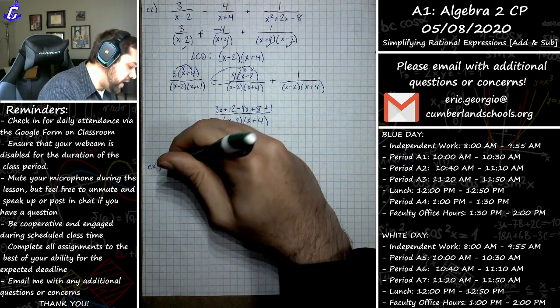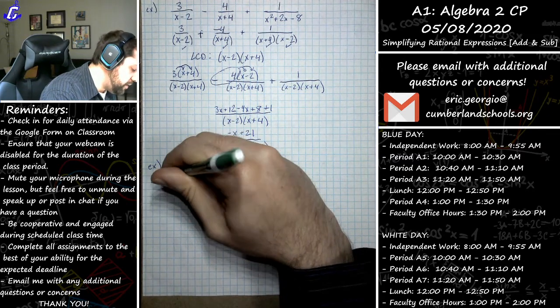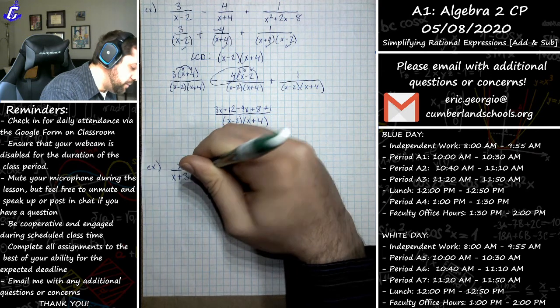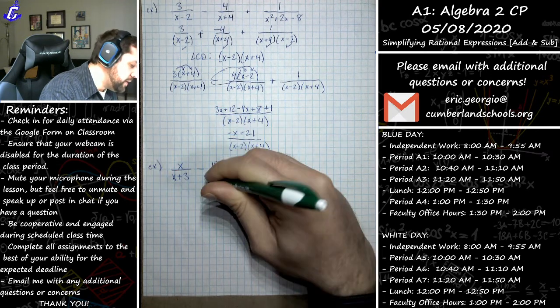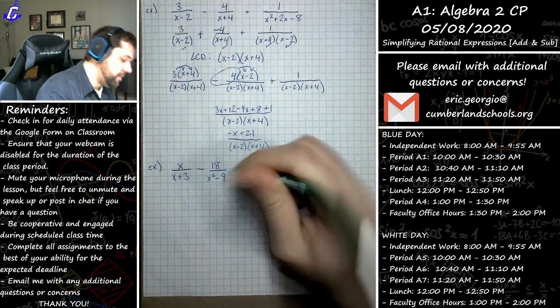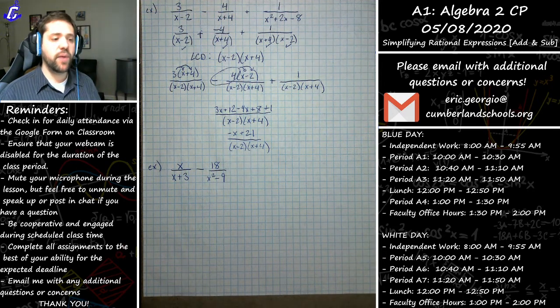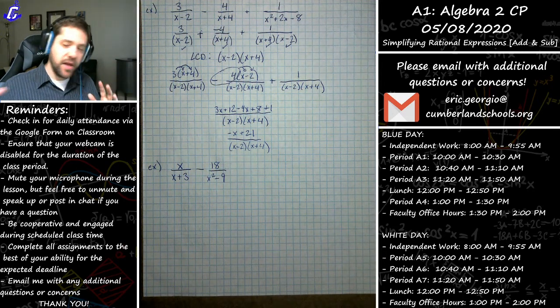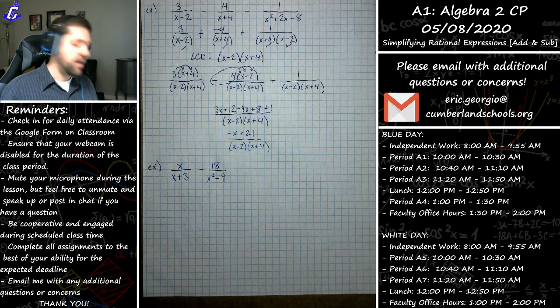How about if I had x over x plus 3 minus 18 over x squared minus 9. And we want to try to find a least common denominator, simplify those things, and stick them together. Really cool problem here because there's a lot of simplifying you can do with this one.